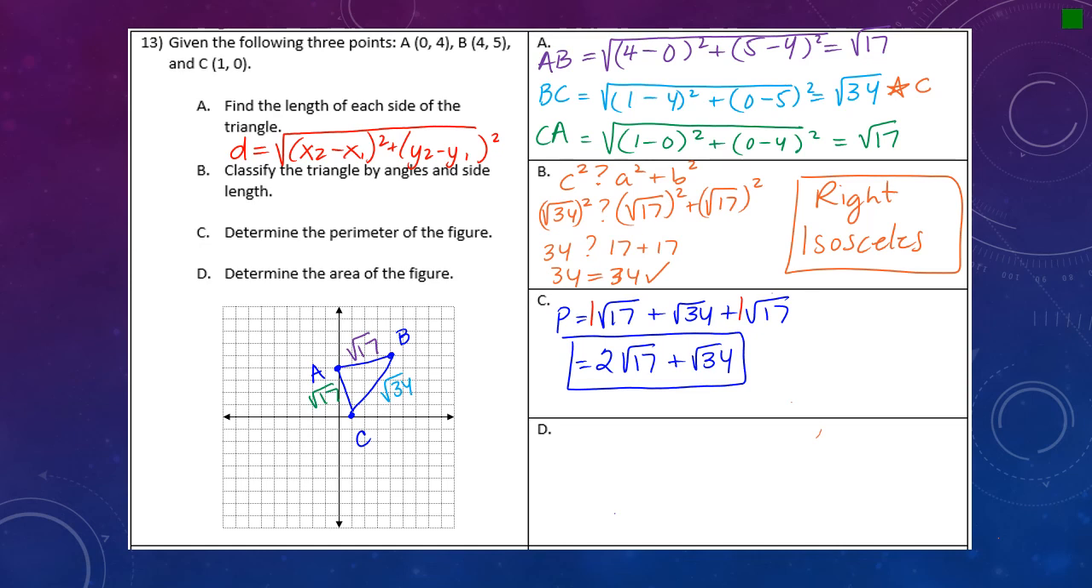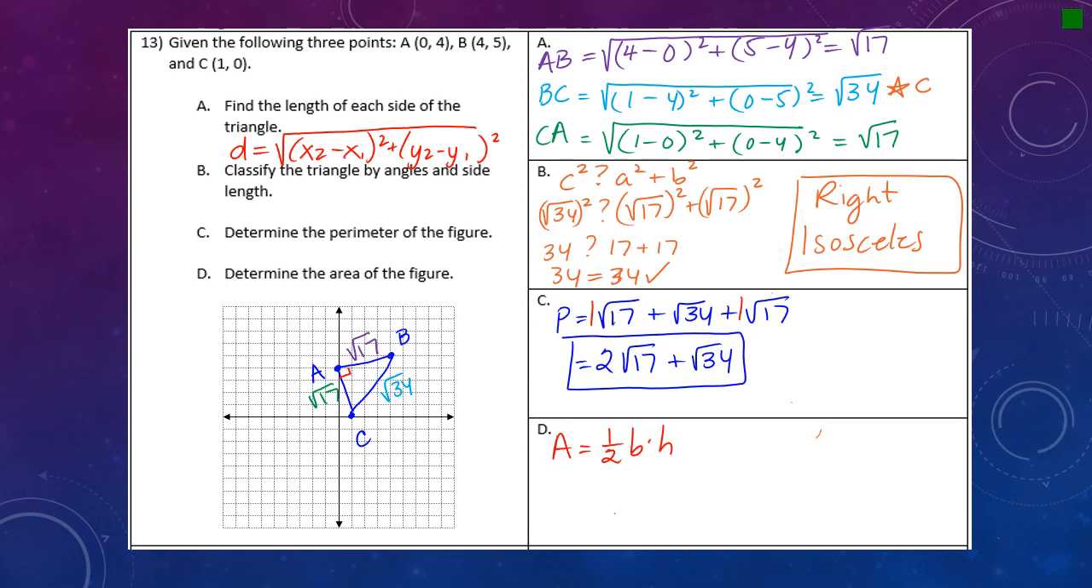Last, I'm asked to determine the area of the figure. Since it's a triangle, the formula is 1/2 base times height. Since this is a right triangle, and by the way, my right angle would be across from the largest side, so that's how I know the right angle is at A. When you're looking at a right triangle, the base and the height for your formula will be the two legs, so the two smallest sides.